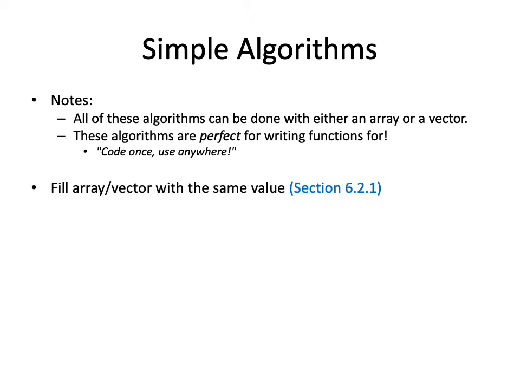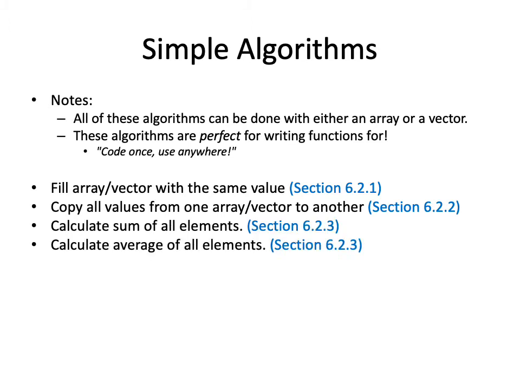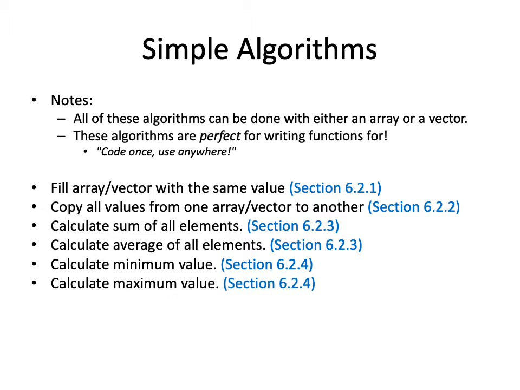The first algorithm we'll look at is filling an array or vector with the same value. So filling an array all with zeros or all with 99s. The next one is to copy all values from one array or vector to another. Another is to calculate the sum of all elements. Another is to calculate the average of all elements. Then calculate the minimum value of the set of all elements, and then calculate the maximum value.